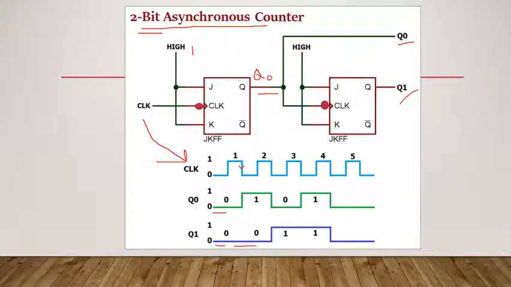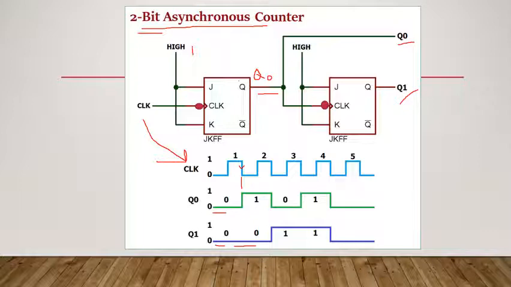So initially it was 0 and from the working of JK flip-flop we know when J and K both are 1, then the output becomes complemented. So initially if Q0 was 0, here the clock pulse is coming, so it will become 1 and it will stay 1 till the next clock pulse comes. Why is this so? Because when J and K both are 1, then the output will be complemented only when the clock pulse is received.